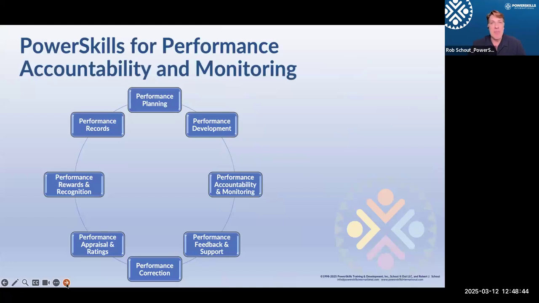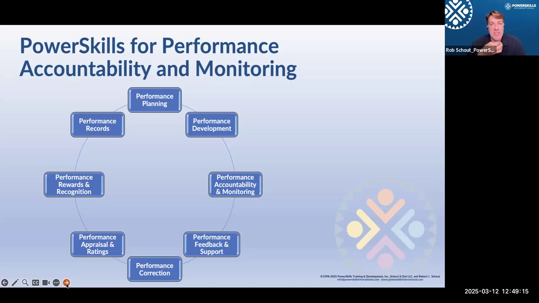Let's talk about performance monitoring and accountability. It is one aspect or one set of skills and strategies within a whole continuum of performance management. So, all of performance management includes performance planning, establishing tasks and assignments and critical elements and expectations, deadlines, etc., for an employee to perform effectively so that they know what to do.